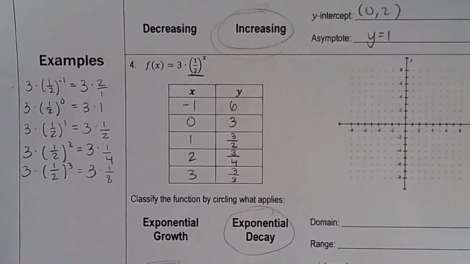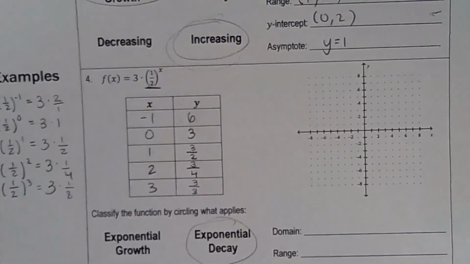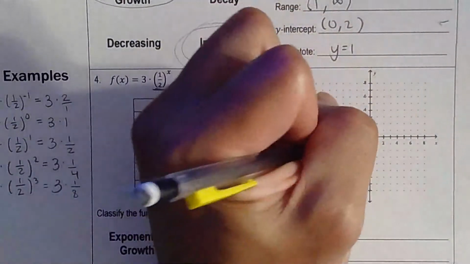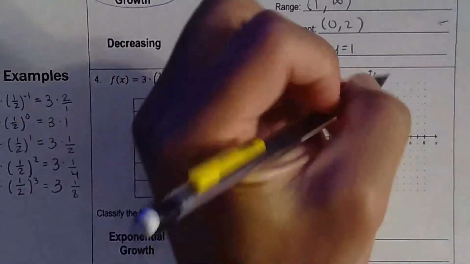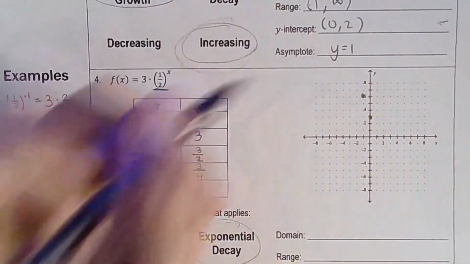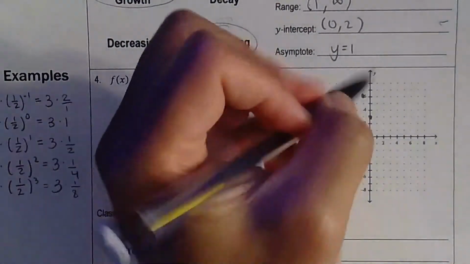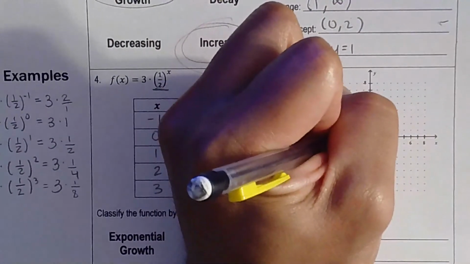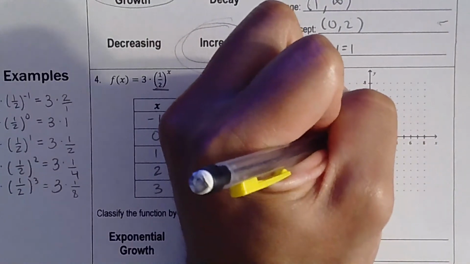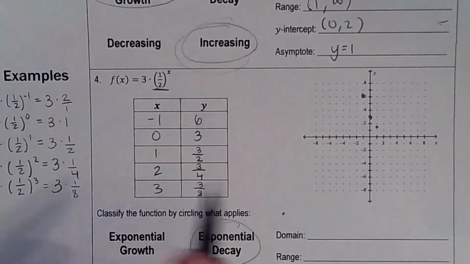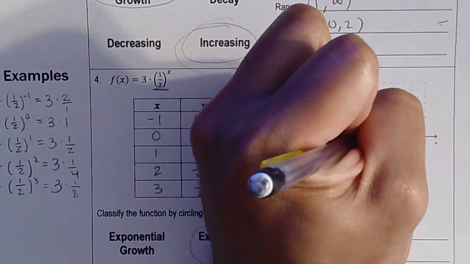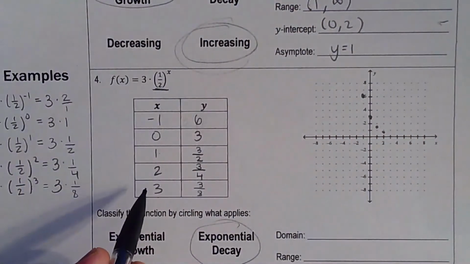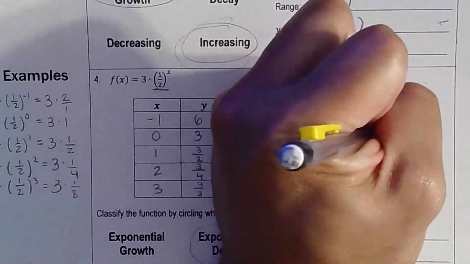All right, going ahead and graphing this. All right, so -1, 6, 0, 3, 1, 3/2. That'll be right around here. 2 comma 3/4, and then 3 comma 3/8.